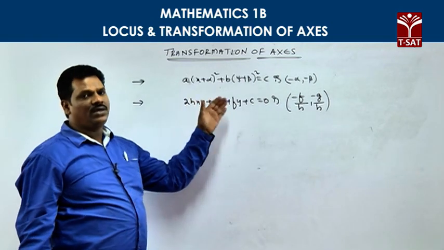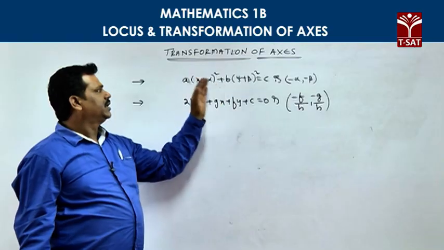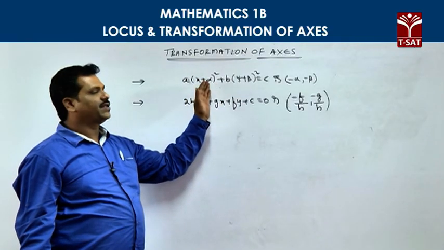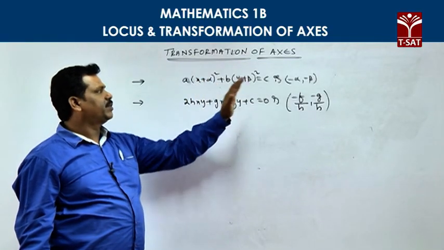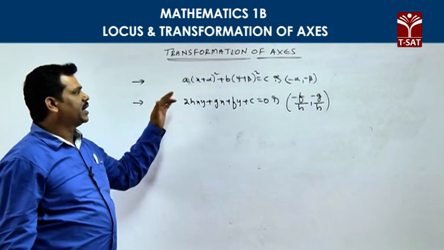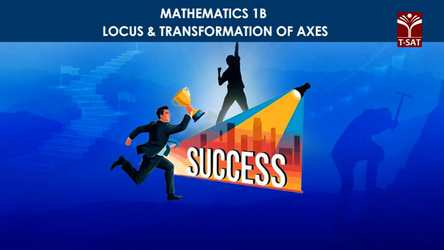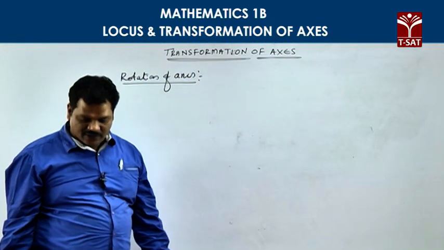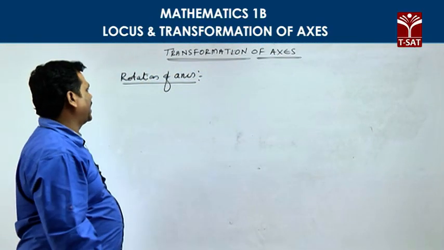Totally, this is translation of axes. If the origin is shifted to another point without changing the direction of the axes, it is called translation of axes. Now, rotation of axes. What is the definition of rotation of axes?